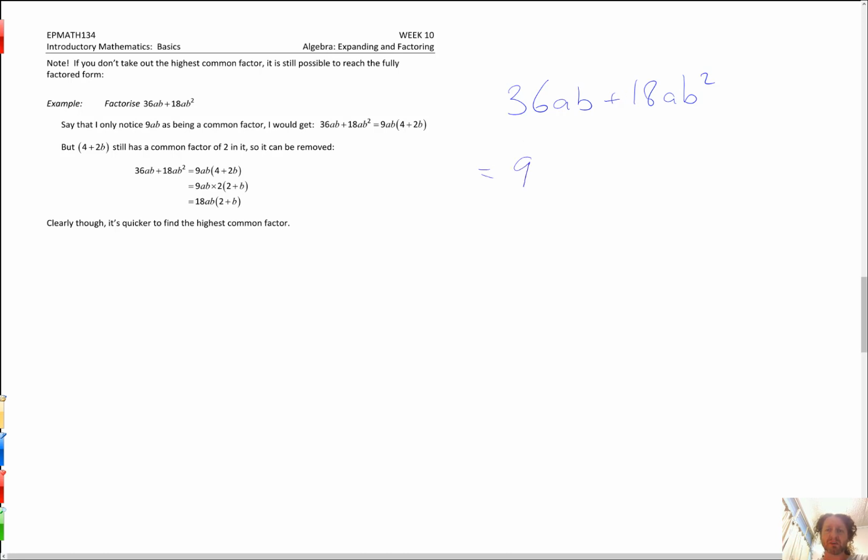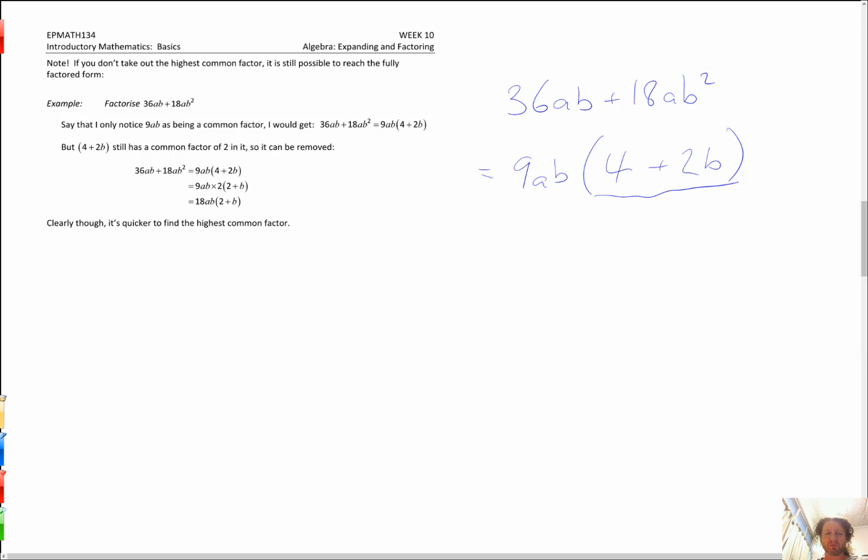Yeah, 9's a common factor. A I can take out of both, and B I can take out of both. If I did that, what would I times 9AB by to get the 36AB? Well, just a 4. What would I times 9AB by to get 18AB squared? Well, I'd need a 2 and a B. And I should stop here and say, look, there's still a common factor there. I did not remove the highest common factor.